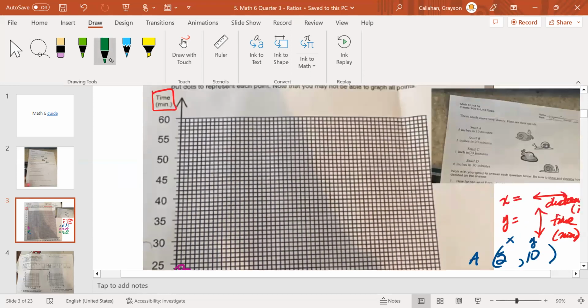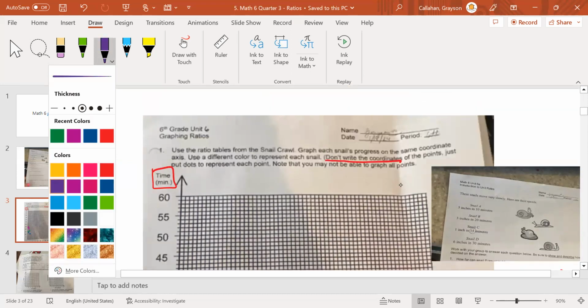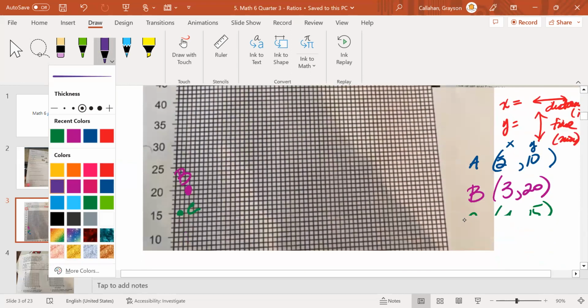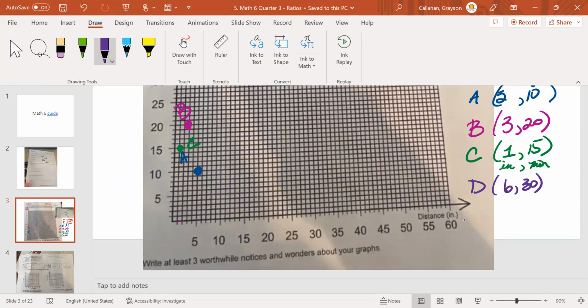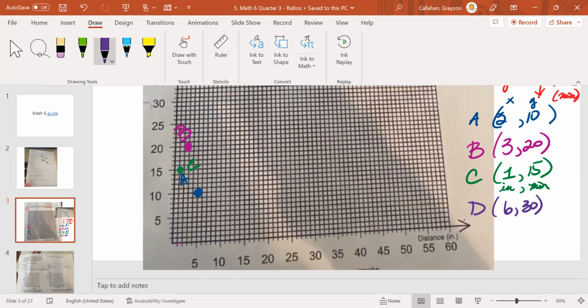Okay, pick a different color. I'm gonna do purple. So then D is 6 inches, 30 minutes. Yeah, this grid is not very useful because there's way too many numbers and distance, and snails do not move very far. So 6, 30, and that's why I gave you the ruler, because sometimes it's hard to see which line you're on. You know what I mean? Right? So use a ruler to line it up. So this will be D.